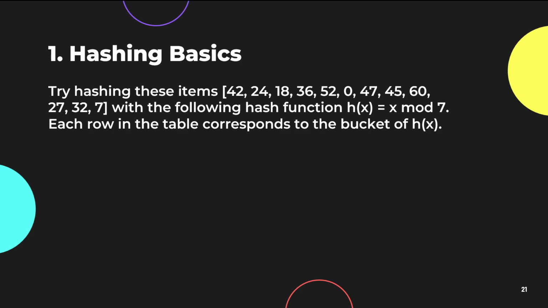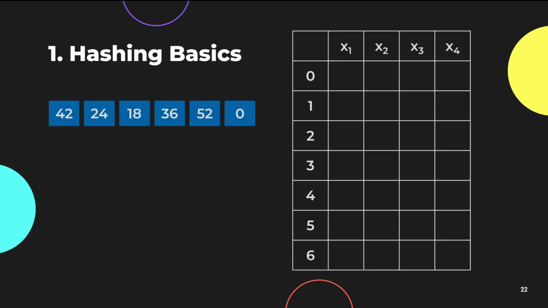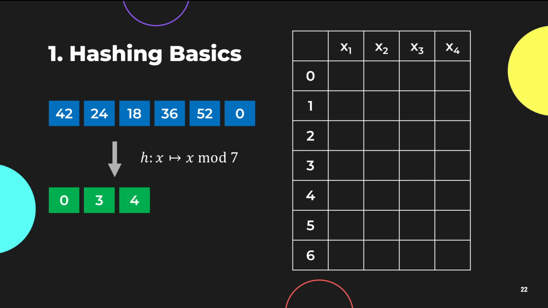We have about 15 people here and 12 items, so maybe one by one from the front, snaking around. Samia, for 42, what is the result modulo 7? 0. Okay, that will be 0. Alex, 24? 3. Okay. Shi You? 4. Okay. Snake around.